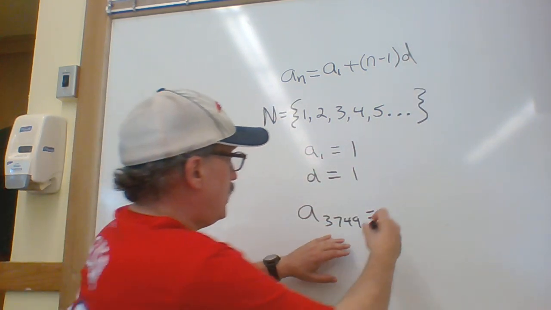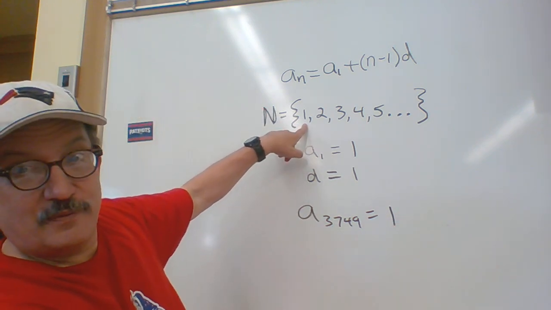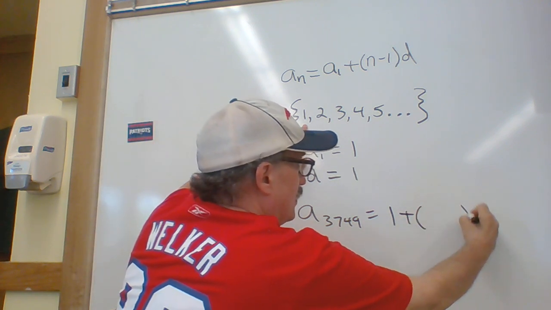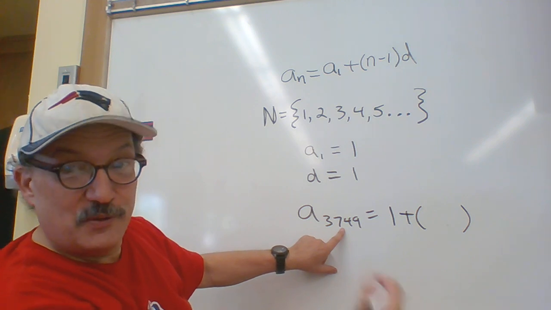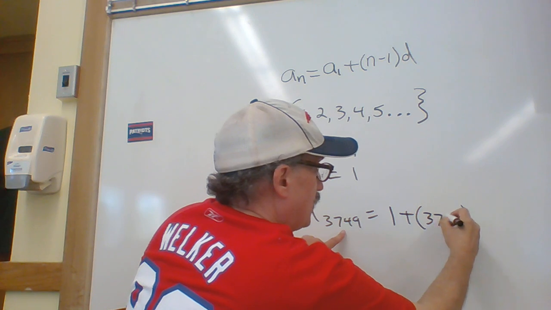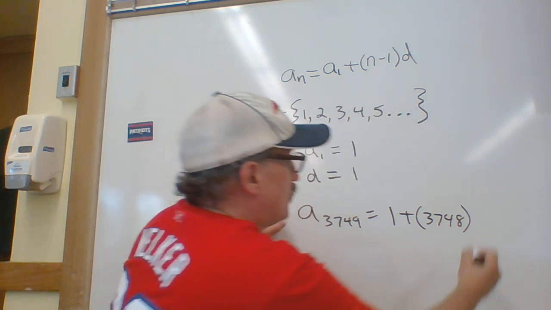Okay, so let's do that here. A sub 1 is 1. The first term of the natural numbers is 1 plus, now we're trying to find, this is n here. So in the parentheses goes n minus 1, which is 3,748. And the difference, next comes the difference, which is 1.